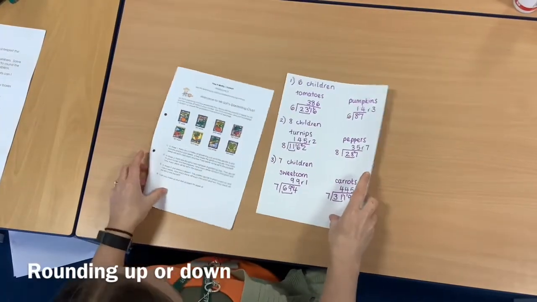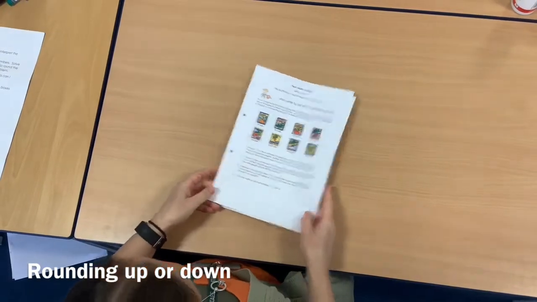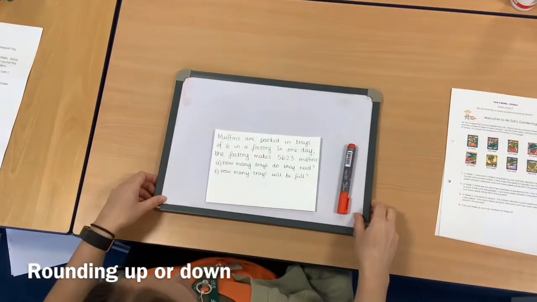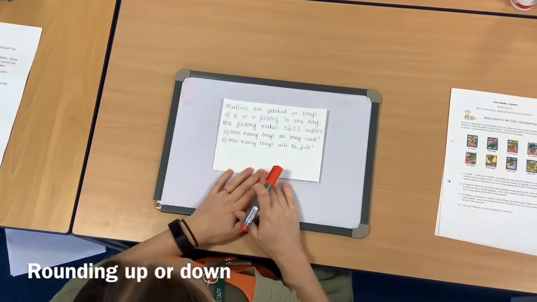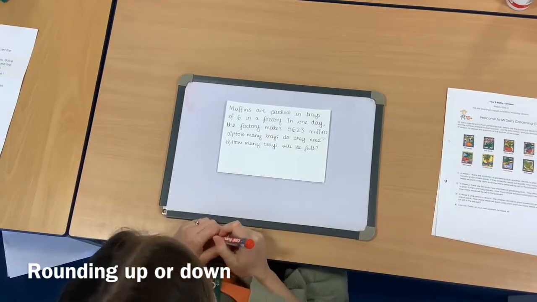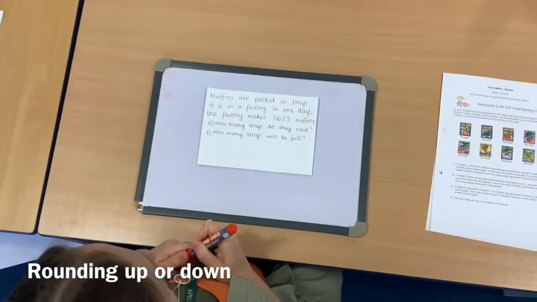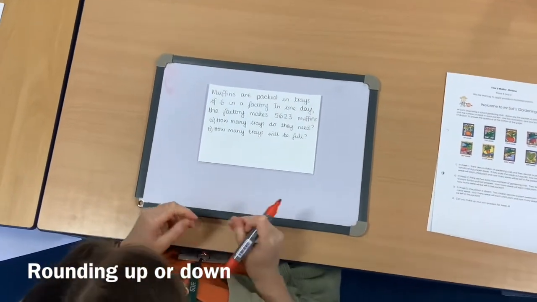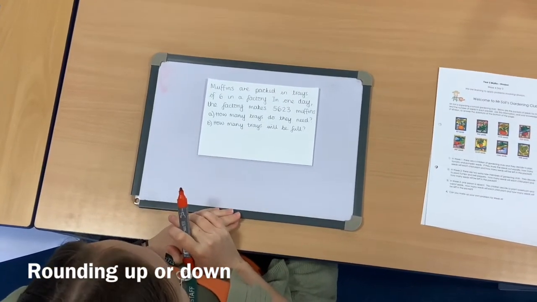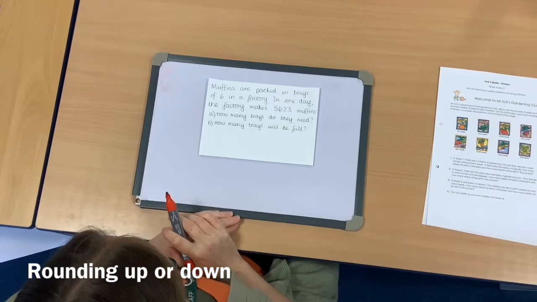Okay, moving on then. When we do word problems for division, the difficult thing is that quite often the answers need to be whole numbers. But when you do the division, it gives you a remainder and you need to work out what to do with that remainder. So I've got an example to go through with you and then you'll have some problems to solve yourself.